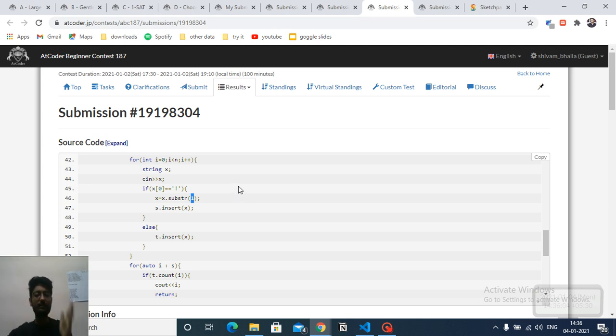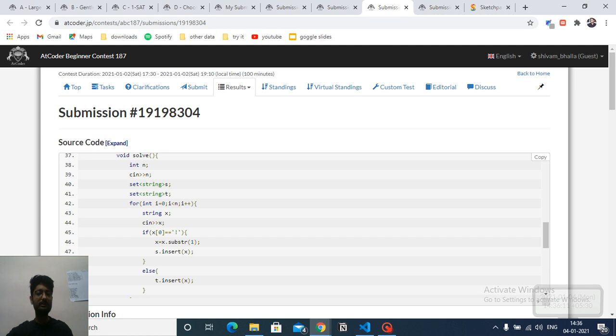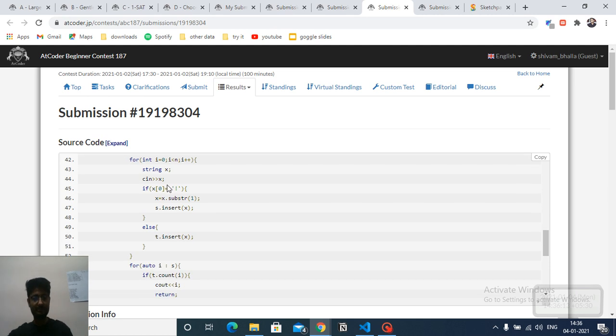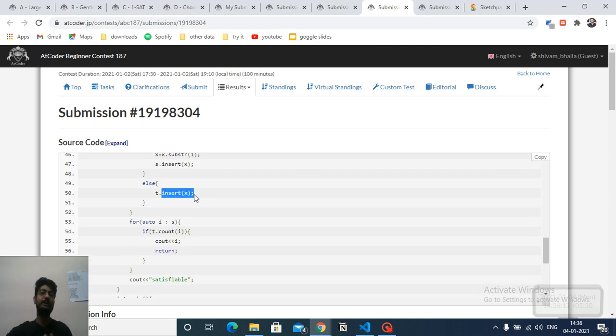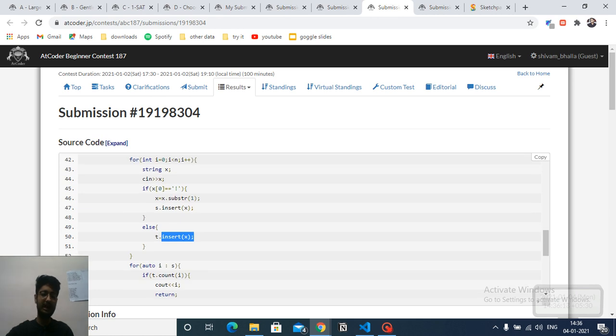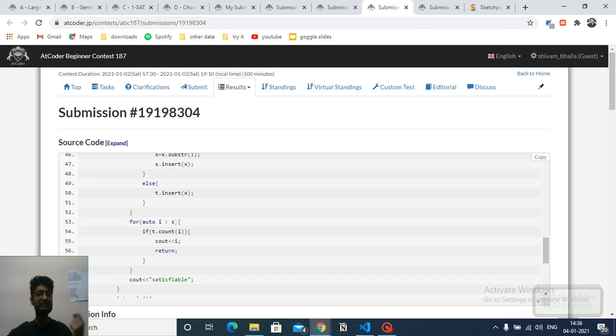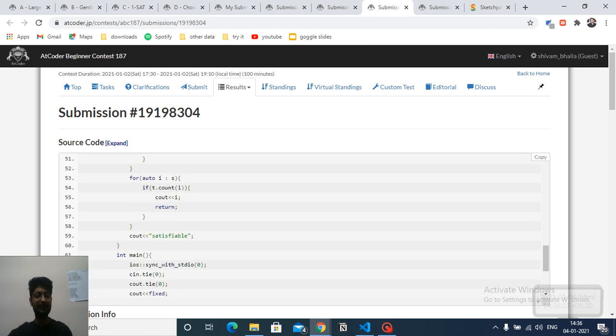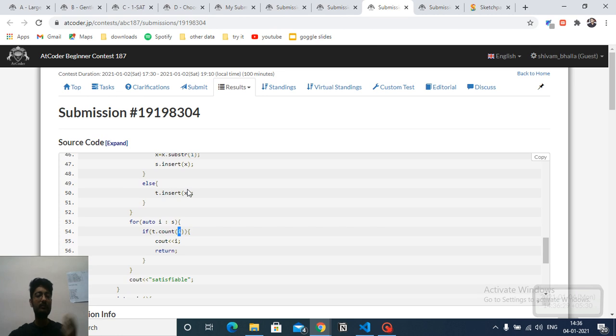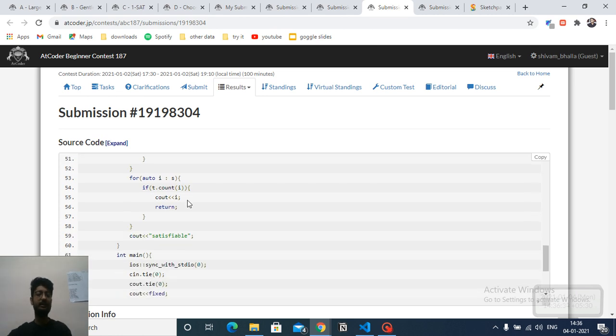So starting from the first character, you form a substring, as you can see, and then insert that substring into S, which means that S consists of all the strings which had the exclamation mark, and T doesn't have any exclamation mark strings. So I have inserted these and made the 2 sets. Then iterate over the set in which there were exclamation marks, and for every string, check whether that string is also present in the set which doesn't have an exclamation mark. If it is there, then I print just that string, else the answer is satisfiable. So it's also very simple.